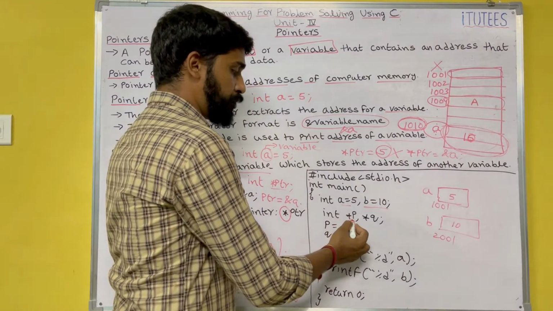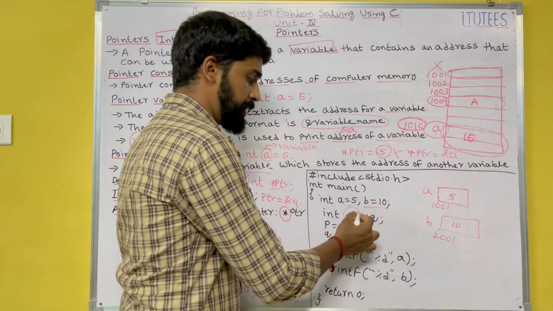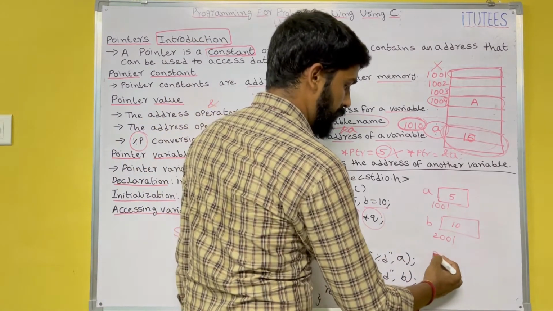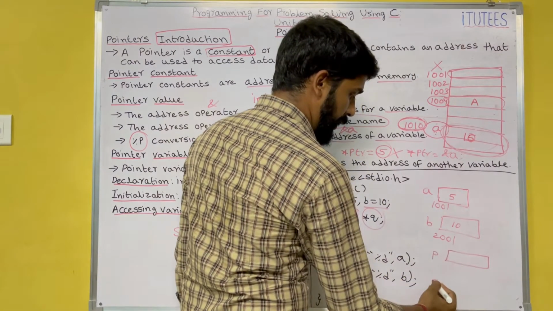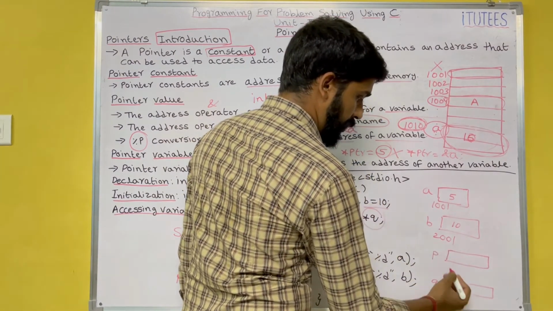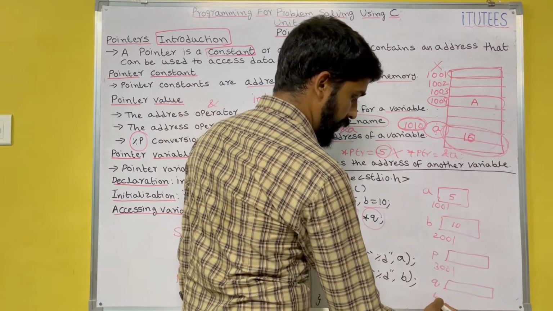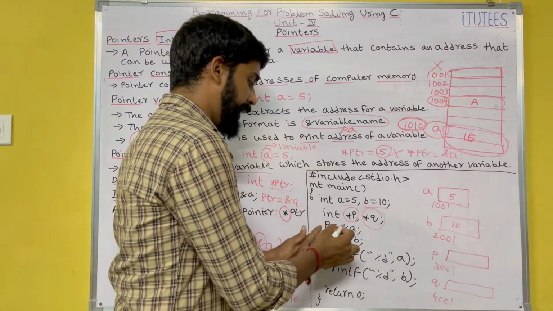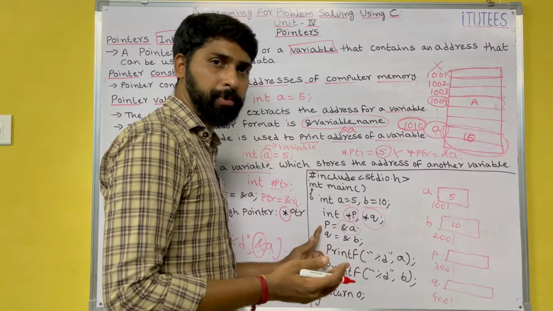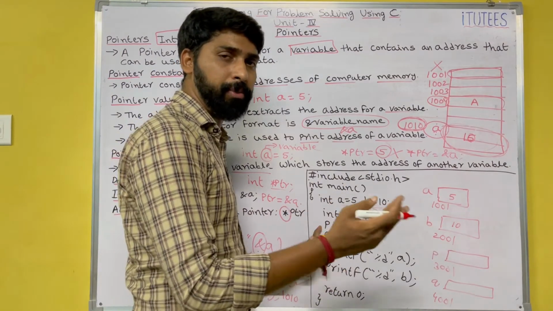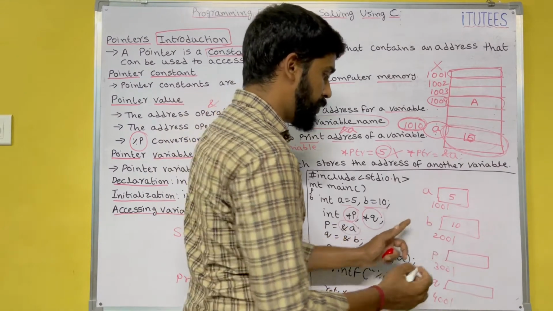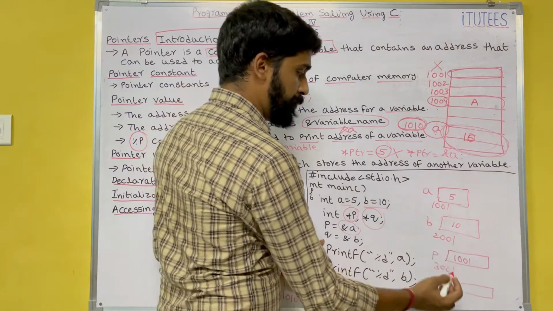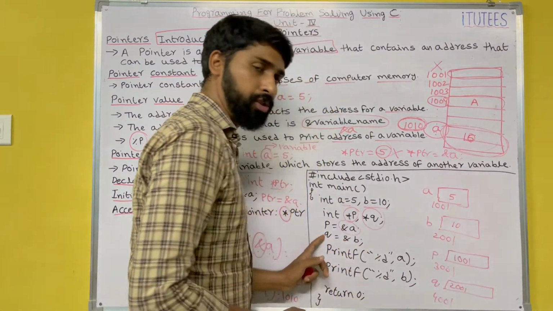So int asterisk p, asterisk q. Asterisk p means this is a pointer, asterisk q means this is also a pointer. So p and q are also variables, and these also have some addresses. Let us assume 3001, 4001. Now p equals ampersand a. What does it mean? p holds the address of variable a. What is the address of a? 1001. So that is stored in pointer p. Similarly, the address of b, 2001, is stored in q.